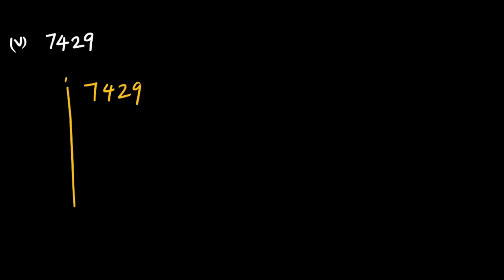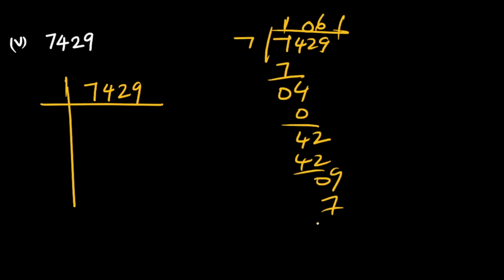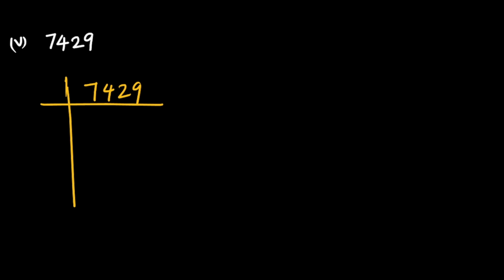7429, and you have to check in which table it will go, right? So you cannot do prime factorization with 2. What about 3? 7 plus 4 is 11. 11 plus 2 is 13. 13 plus 9 is 22. So it is not divisible by 3 also. 5 also not divisible. What about 7? We'll check whether it is divisible by 7. 7 ones are 7, so it is not divisible because we'll get a remainder of 2. So it is not divisible by 7.